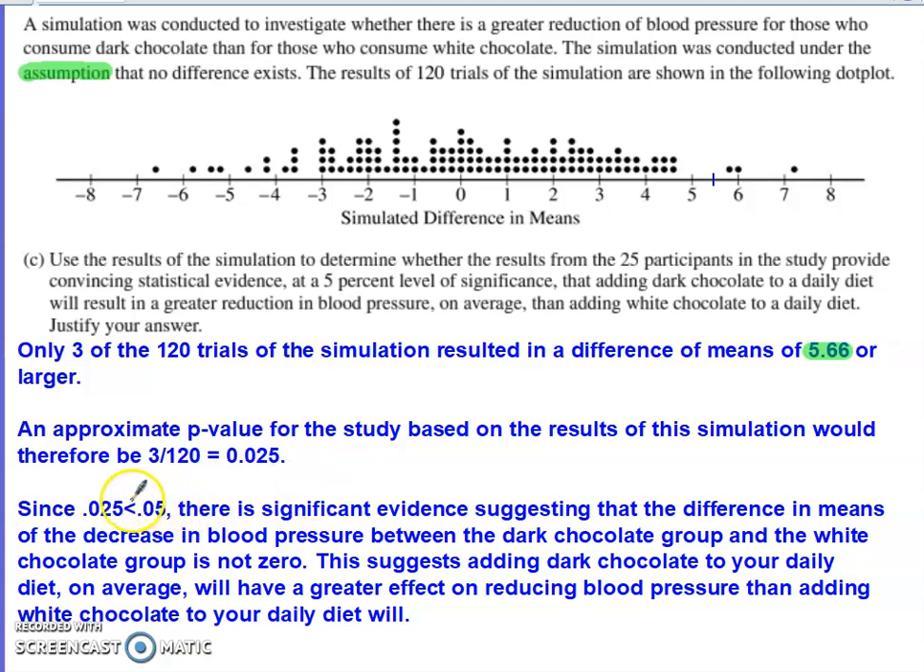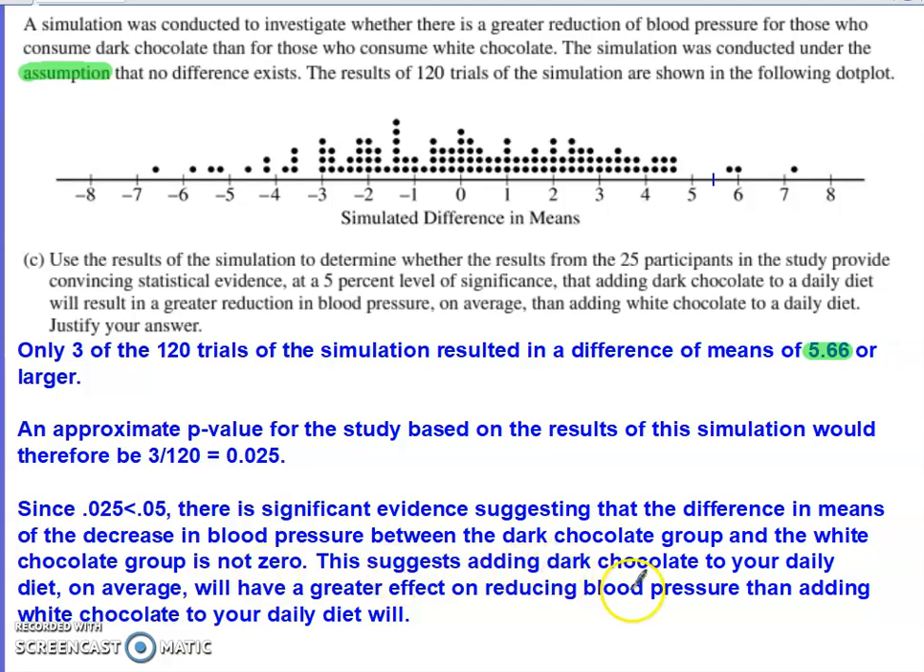0.025. And since 0.025, which is essentially our p-value, and although it wasn't determined the traditional way within the simulation that we're dealing with right now, this is acting like a p-value, right? The probability that we get a result as extreme or more extreme than the one that we got is 0.025. That is beneath our significance level. So we have significant evidence suggesting that what was assumed, the assumption that no difference exists, is not true. So the difference between the two groups, the mean decrease in blood pressure between the two groups, is not 0.